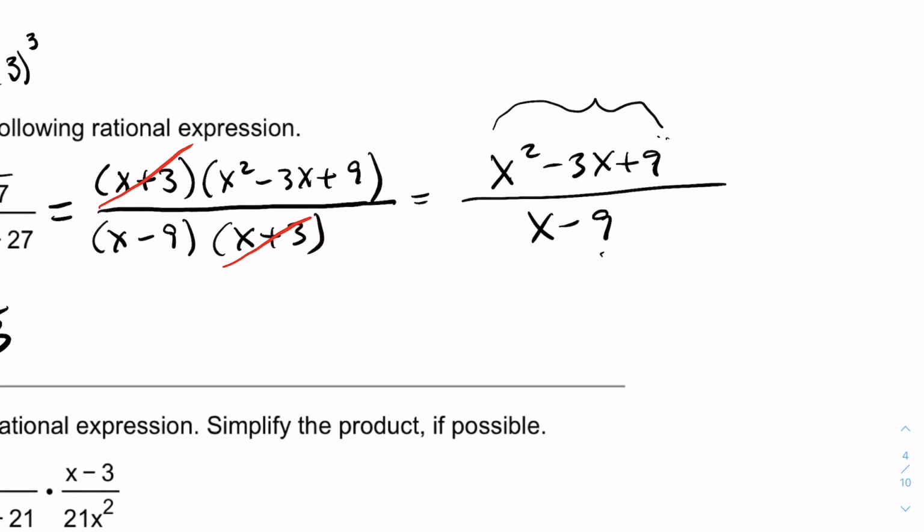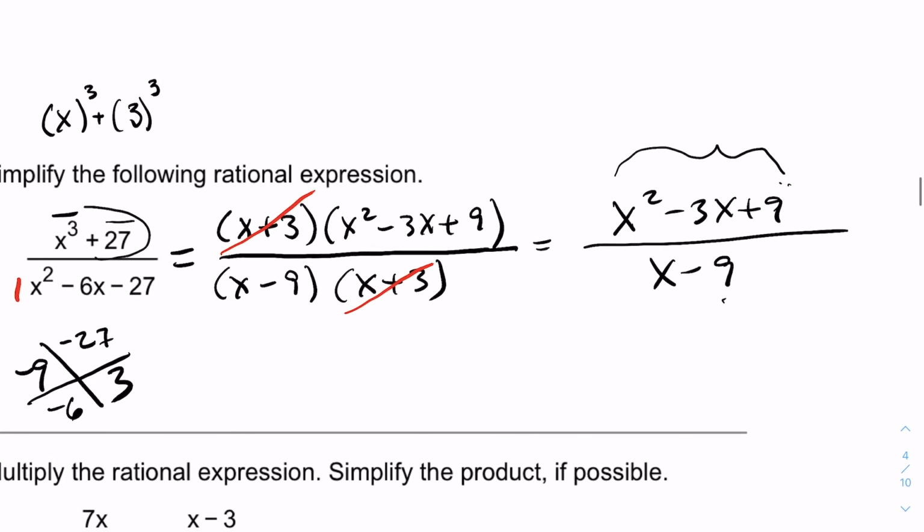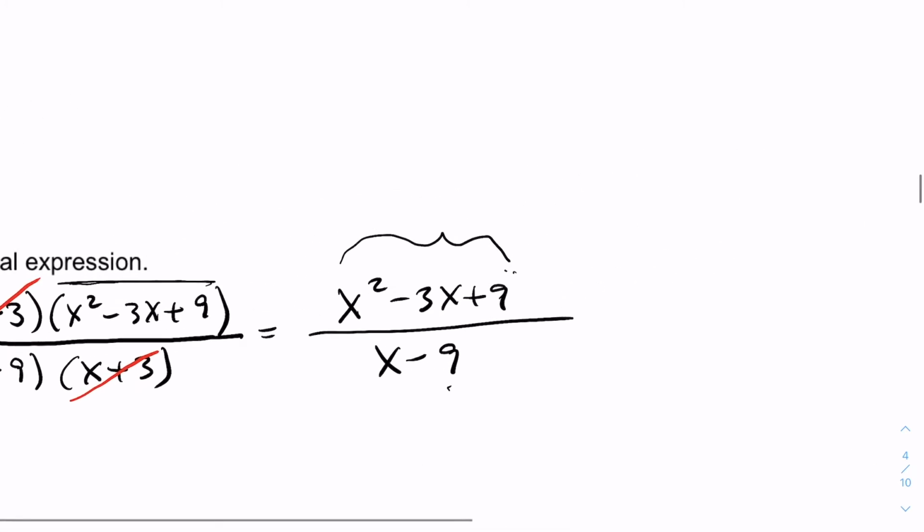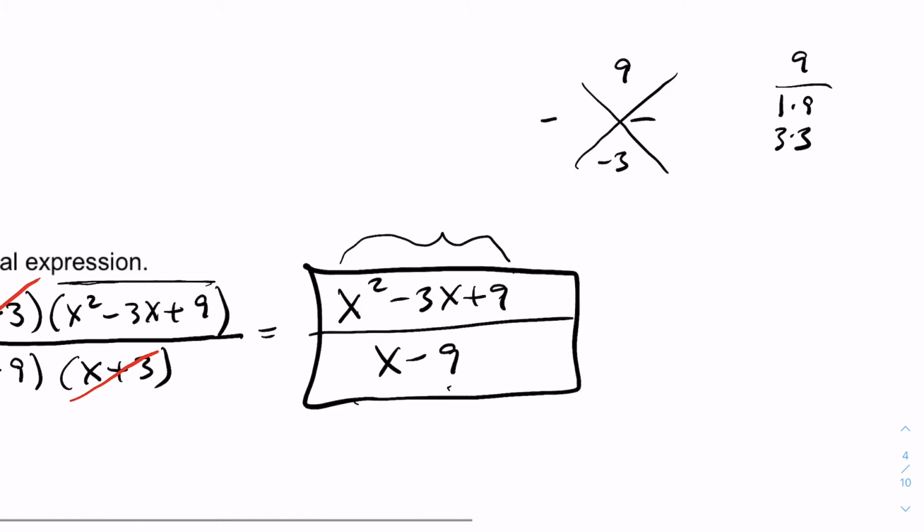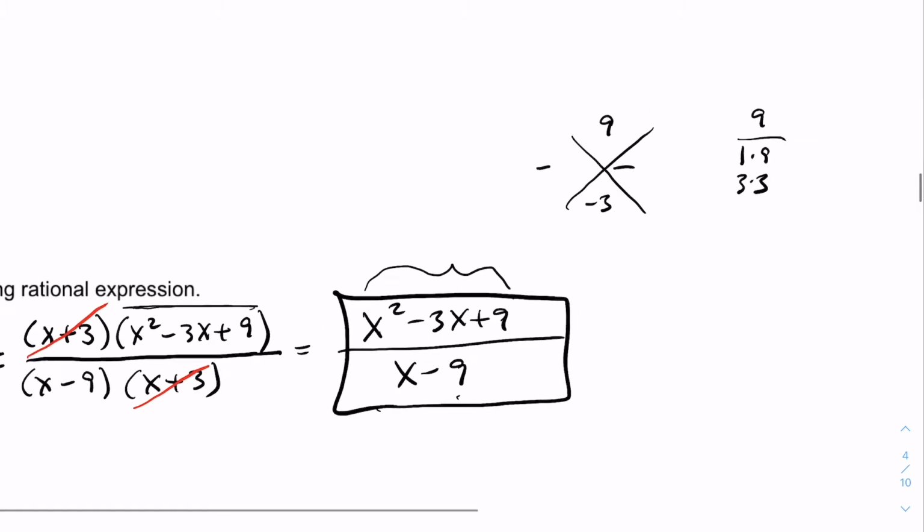Just to let you know, as long as you factor out the greatest common factor before you start these sum of two cubes, then this is going to be prime. But you could also convince yourself that it's prime by asking, what multiplies to 9 and adds to negative 3? Well, 1 times 9, 3 times 3. Is there any way I could add two negative numbers together to get a negative 3? There really isn't. So this is the finished answer of reducing that down.